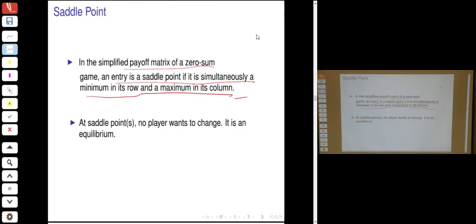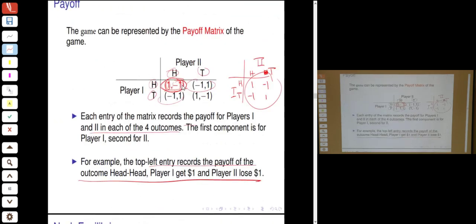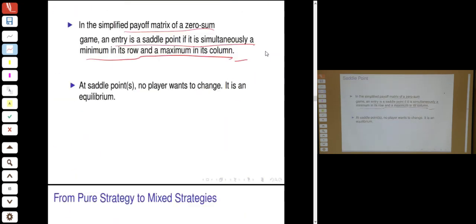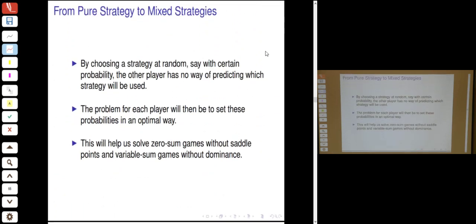A saddle point is a combination of strategies which is simultaneously a minimum in its row and a maximum in its column. This is of course not an example, but just to show you diagrammatically what it means. You take the simplified payoff matrix, and an entry of the simplified payoff matrix is a saddle point if it is the minimum in its row and the maximum in its column. So far we were discussing combinations of strategies.